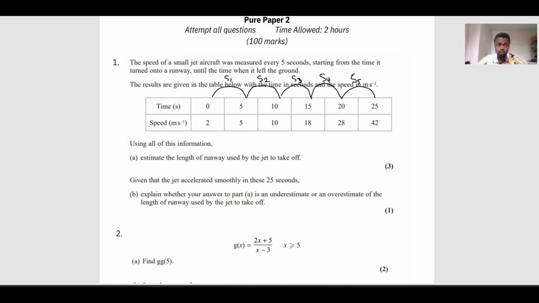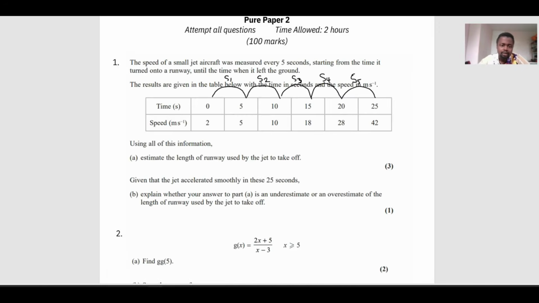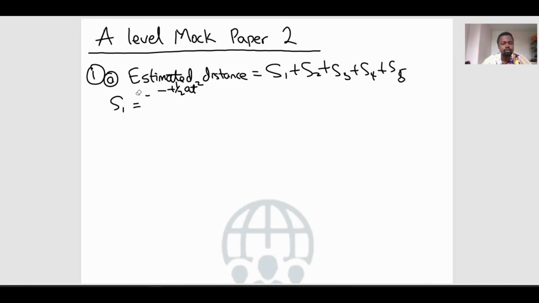So we need to find S1. For S1, we are moving with these variables. The initial velocity is 2, the final velocity is 5, the time taken is 5. If we use the formula S equals ut plus half at squared, no, we do not have acceleration, so we can't use that. We can use S equals u plus v over 2 times t. Yes, and that will work perfectly.